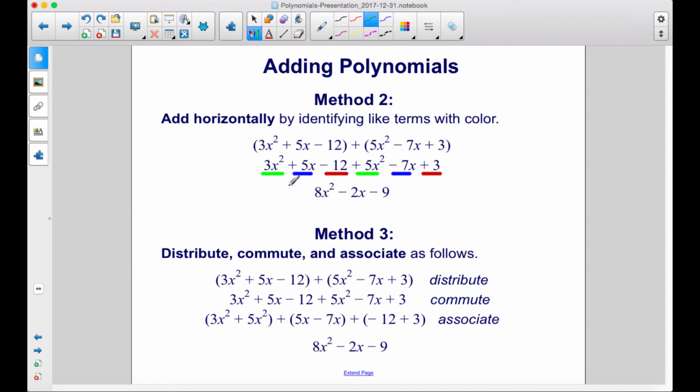So you would add the green coefficients together. 3 plus 5 gives you 8, and then here's your term x squared, and so on.